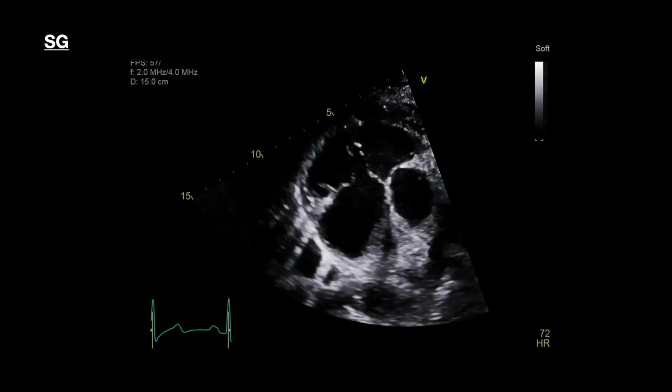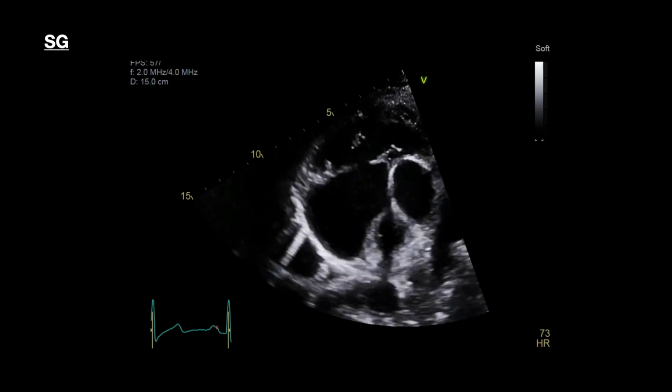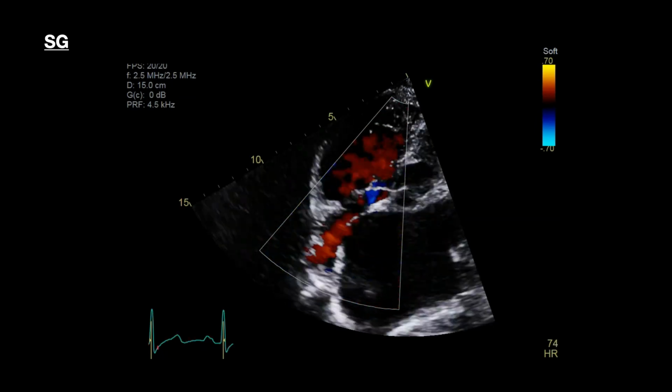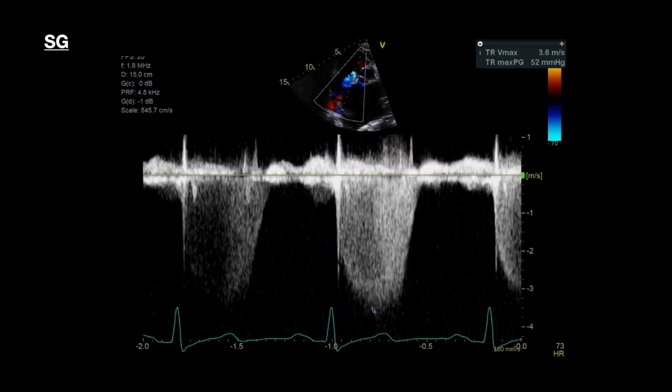Beautiful image of the tricuspid valve in the parasternal short axis. Leaflets are thin and mobile, opening and closing. Colour over the valve to show that little bit of TR. And then again, continuous wave Doppler of the TR jet so that we can use that to calculate RVSP.